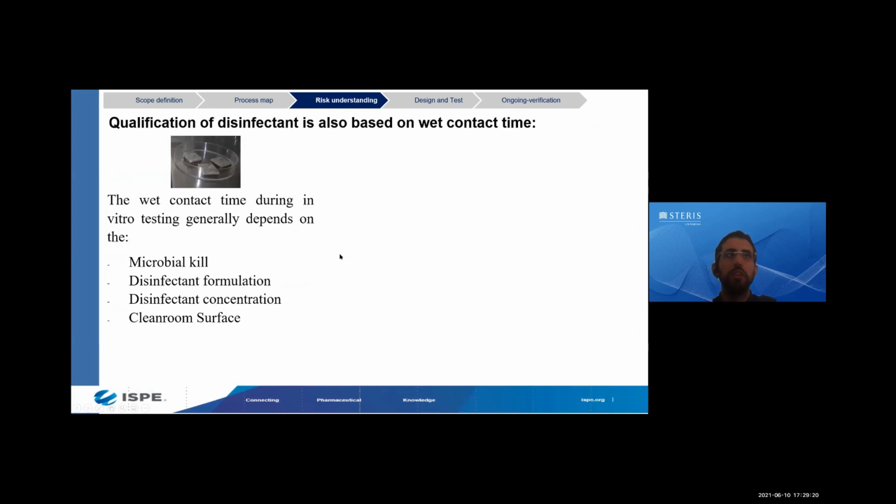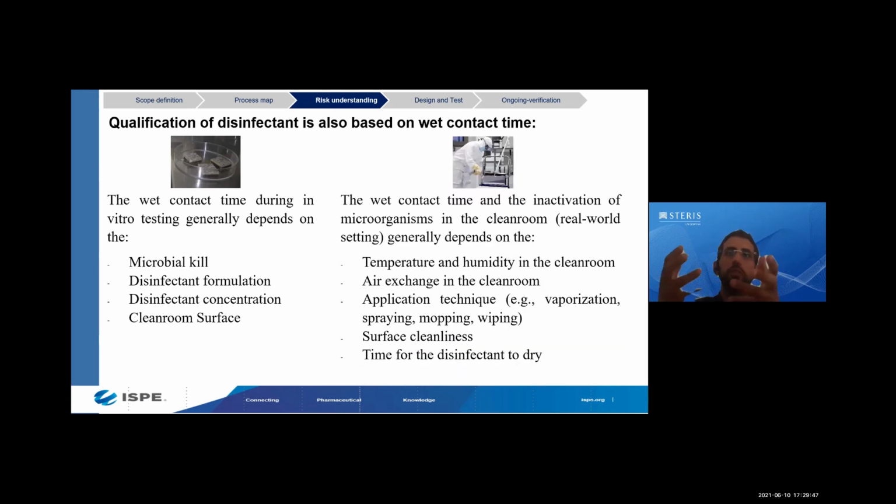Qualification of the wet contact time is very important. In the lab, the way you perform it is you use a coupon, you put a number of microorganisms on the coupon, and you look after a certain time to see if you have a microbial kill. Generally, this would depend on the type of disinfectant used, the type of surface used, and the concentration used. So we will be looking at that to assess what wet contact time should be used in your facility, of your process.